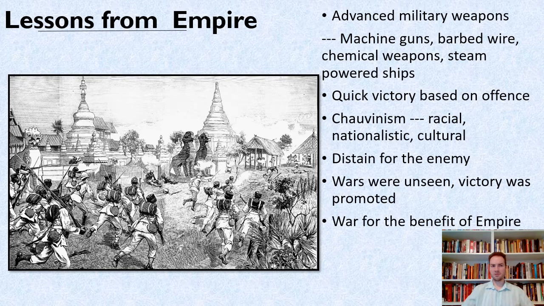So these Europeans often felt like racially or nationalistically or culturally or religiously, they were superior to the other people they were fighting. And that led them generally to have a sort of disdain for their enemy and see the other side as barbarians, unchristian, uncivilized, unadvanced, whatever, right? And that was part of the narrative for why they needed to be there to imperialize them anyway.